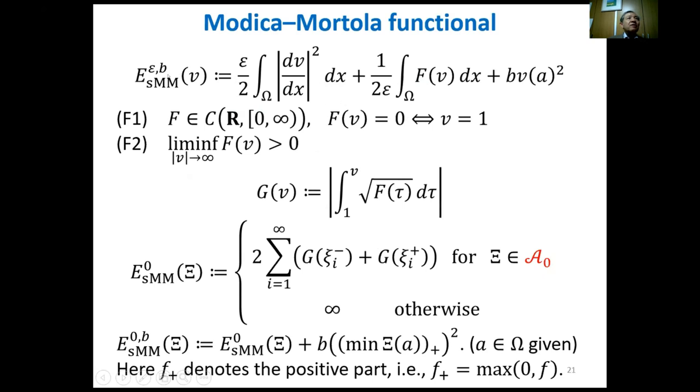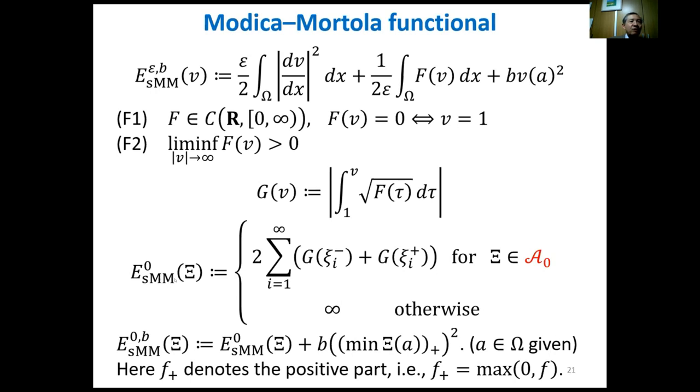Okay, and think about the singular Modica-Mortola energy with this extra term. And F is continuous, but F(v) is non-negative, and it's zero only at v equal to one. And we don't like it if v tends to zero at infinity, so this should be positive. And then the limit is actually to be a function to express this limit under the graph convergence. Under the graph convergence, we prepare this kind of stuff.